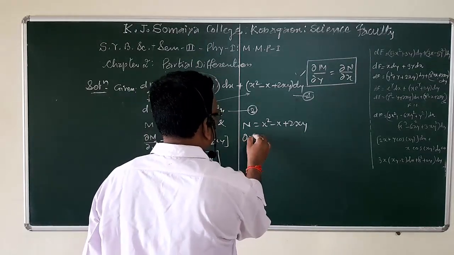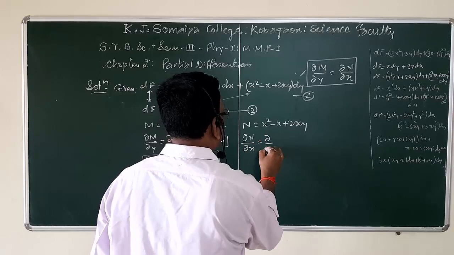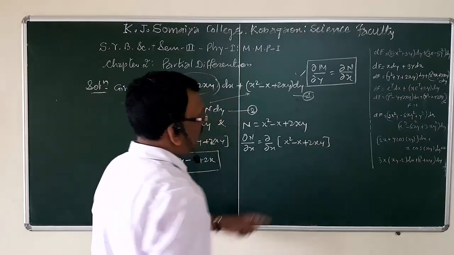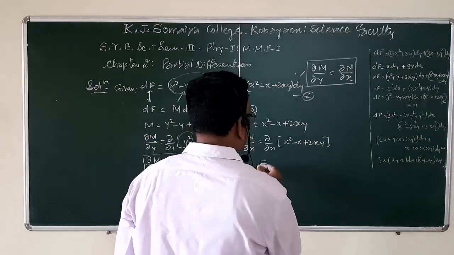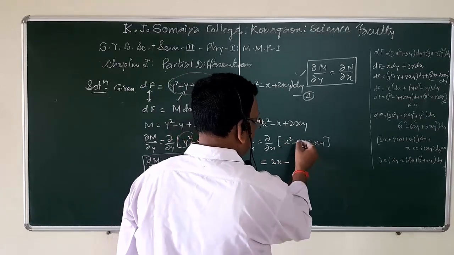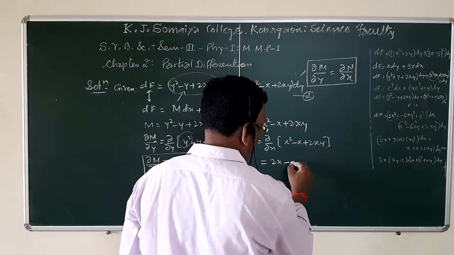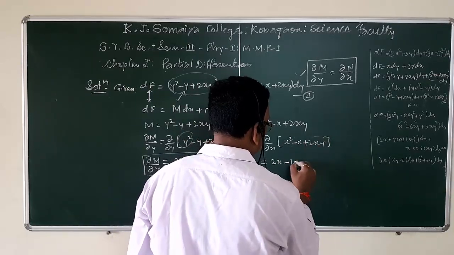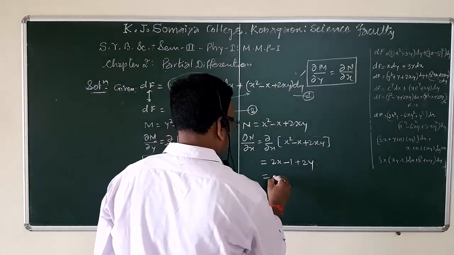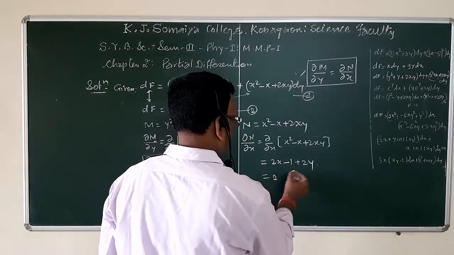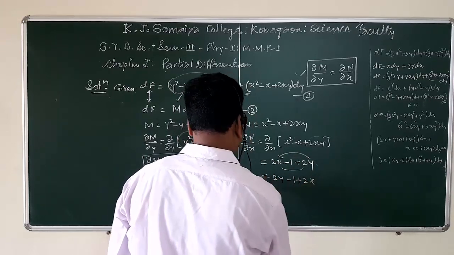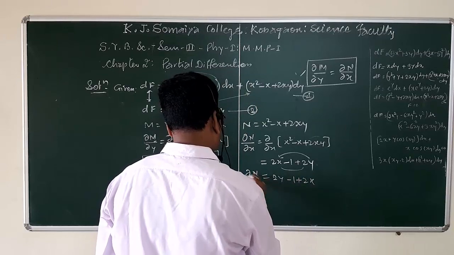Similarly, differentiate N with respect to x, that is del by del x of (x square minus x plus 2xy). Again simplify this. We have the differentiation of x square with respect to x is 2x, the differentiation of x with respect to x is minus 1, and the differentiation of this term is plus 2y. Or we can write, interchanging between these two terms, 2y minus 1 plus 2x. This is the final value of del N by del x.